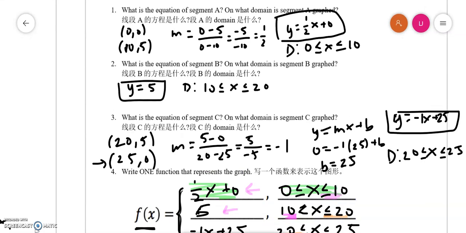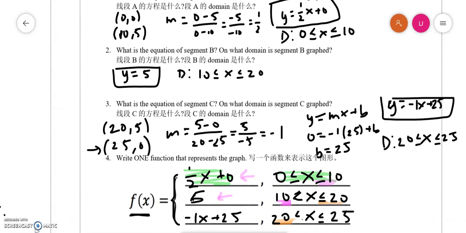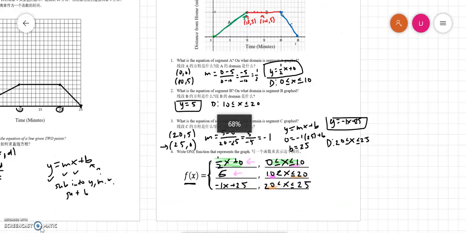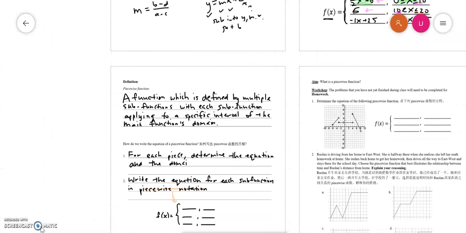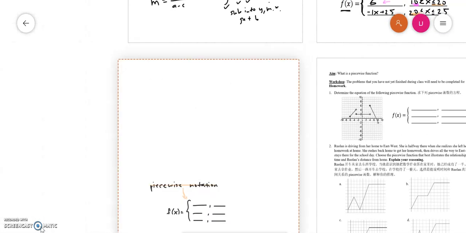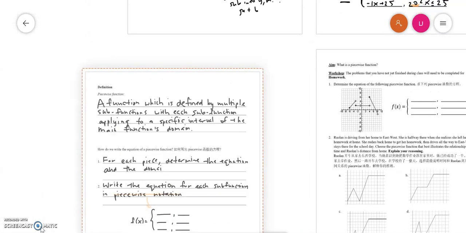All right, you have some final notes to copy down on the next page. I've already written them in, but we have the definition and the process for writing a piecewise function. Oh my God, what's going on? Hold on for a sec.